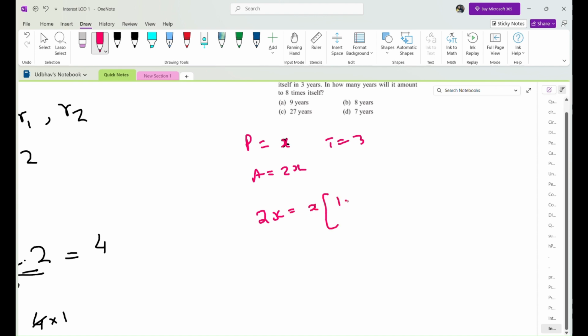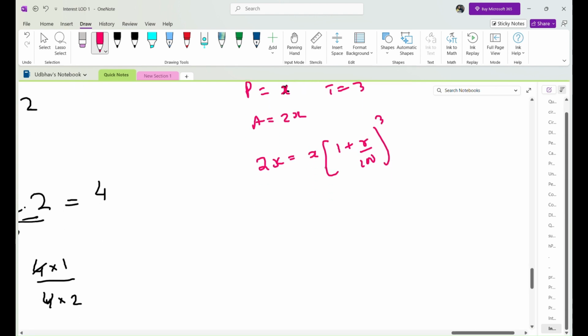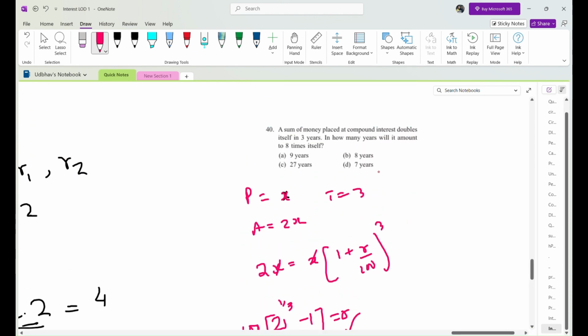2x equals x times (1 plus r upon 100) to the power 3. X gets cancelled. 2 raised to the power 1 upon 3 minus 1, into 100, equals r. So this is the rate of interest.